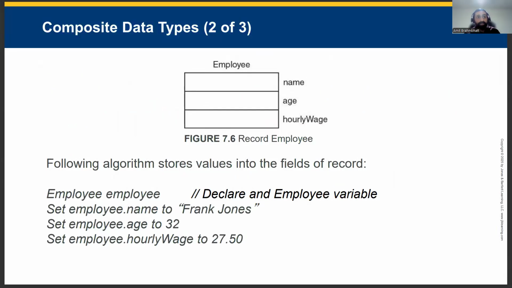Record example. Here we expand on records by showing how values are assigned to a record's individual fields. It represents a concrete example using an employee record, setting the name to Frank Jones, the age to 32, and the hourly wage to 27.50.